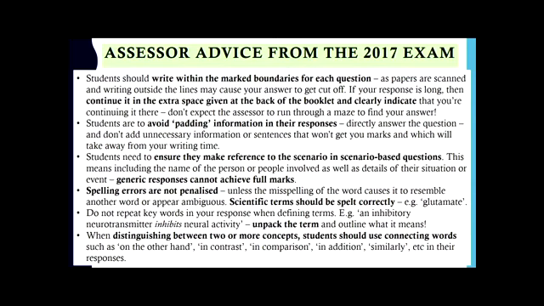Obviously, make reference to the scenario, using names, situations, events, anything that's mentioned there. Generic responses cannot achieve full marks, so that's something they've said time and time again. If you just generally define a concept but don't link it to the actual topic, you will not get a full mark.